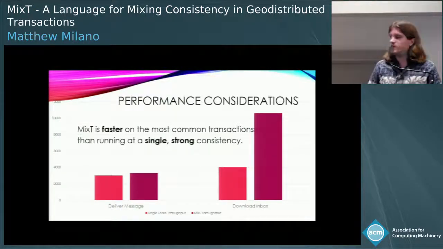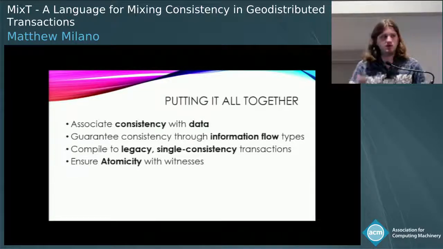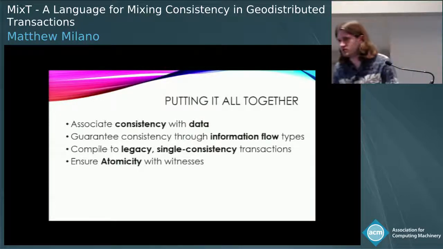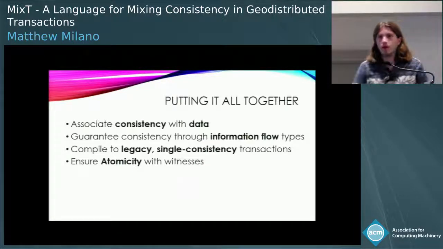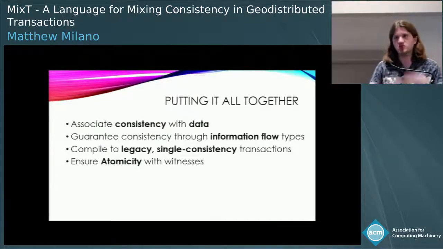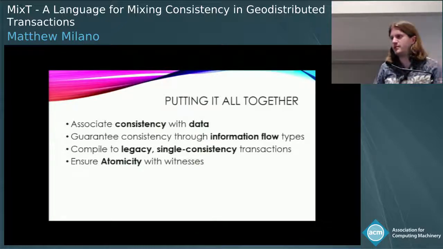So putting that all together, we're going to associate consistency models directly with data. And we're going to be able to use information flow types based on that association to prevent the kind of surprises that we don't want to have in our programs. That information flow analysis means that we can actually compile our transactions into a sequence of single consistency transactions suitable for operation on any number of legacy databases. Finally, to introduce atomicity to that compilation, we have a mechanism called witnesses.